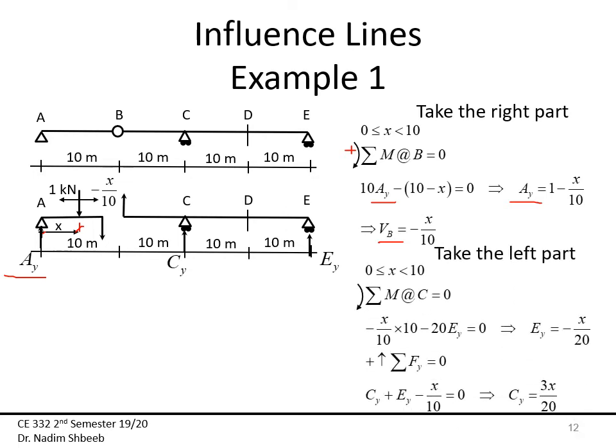Now, using this, I can find the reactions CY and EY. So now I'm going to take the moment about C equal to 0, with this being my positive direction. Then minus x over 10, which is this one right here, times 10, minus 20 EY is equal to 0, which is telling me that EY is equal to minus x over 20. Make a summation of Fy equal to 0, then I can find the value for CY. Remember, these values of CY, EY, AY, and VB are only valid for x between 0 and 10, because this is where the load is moving this way. Okay, so that's that part.